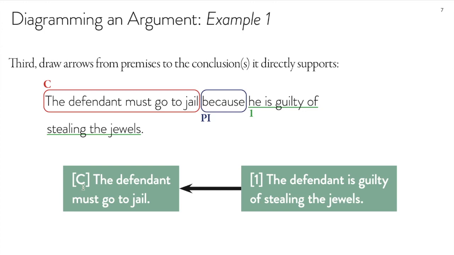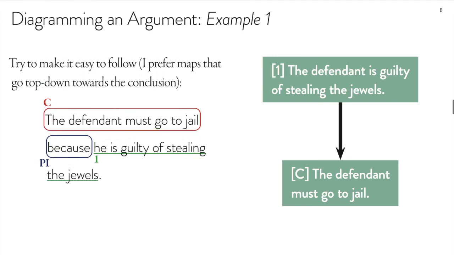So I can look at the conclusion. Why must the defendant go to jail? Oh, they're guilty. Of course, if you like to think of it the other way, there's nothing wrong with that. The defendant is guilty of stealing the jewels, so they must go to jail. However you want to see it. Same exact logical concept: we're being told the defendant must go to jail on the evidence of being guilty of stealing the jewels. When I draw maps, you can do it however you want, as long as the arrows make sense and you can follow it.